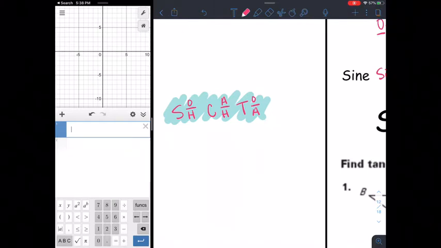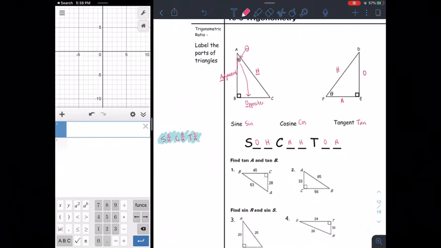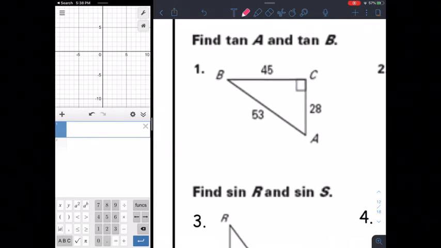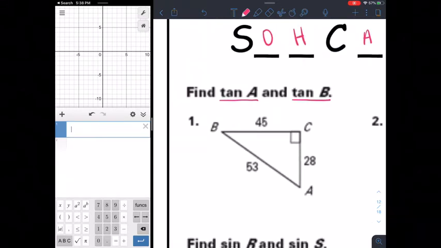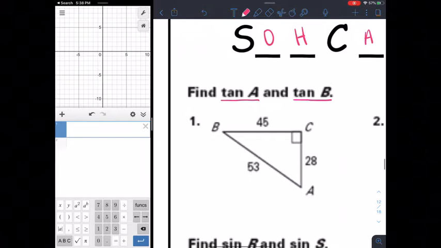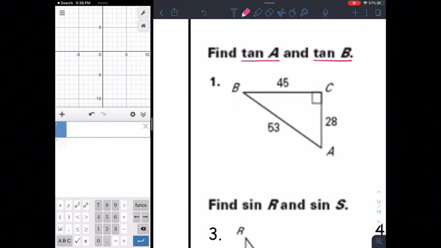This right here is how I write it at the top of all of my papers. I just think that it makes a little bit more sense to see them as a ratio because that is what they represent. When you see something that says find the tangent of A or the tangent of B or the sine of A, sine of B, so on and so forth, this is actually wanting a fractional answer. We're not solving for anything, we're merely setting up the problem.